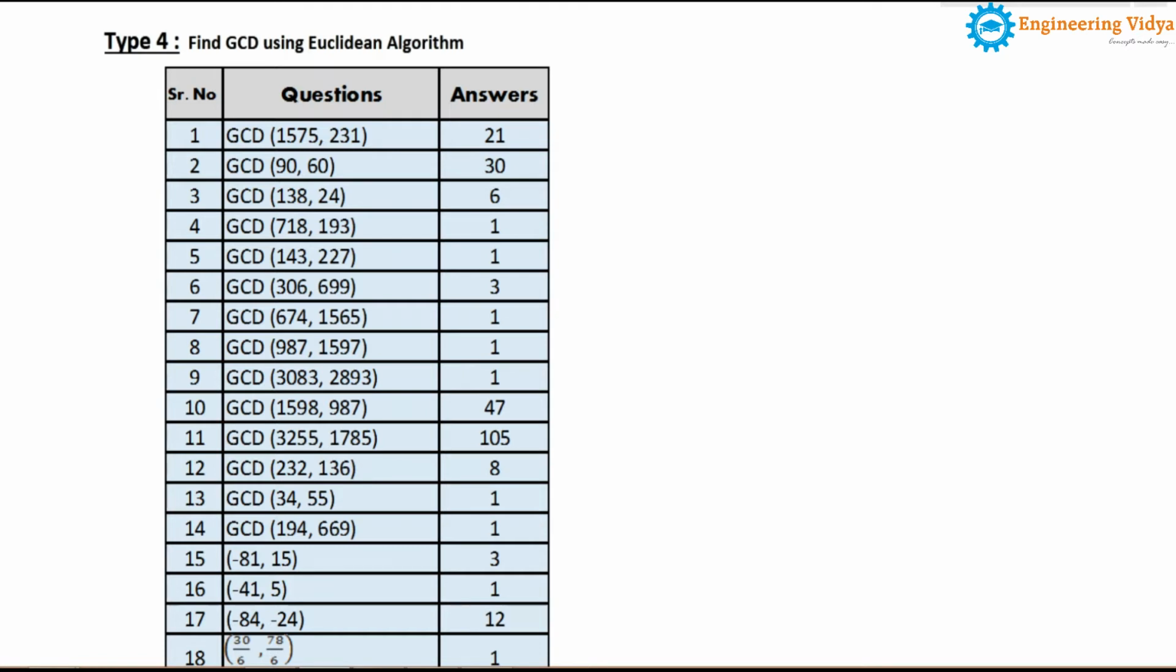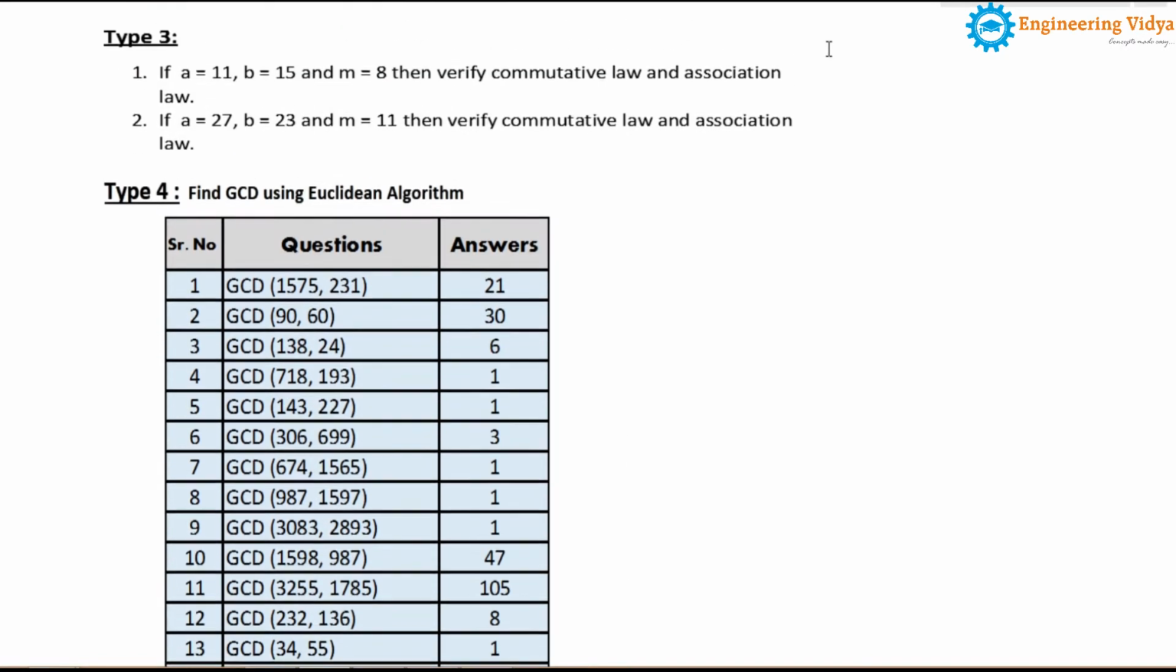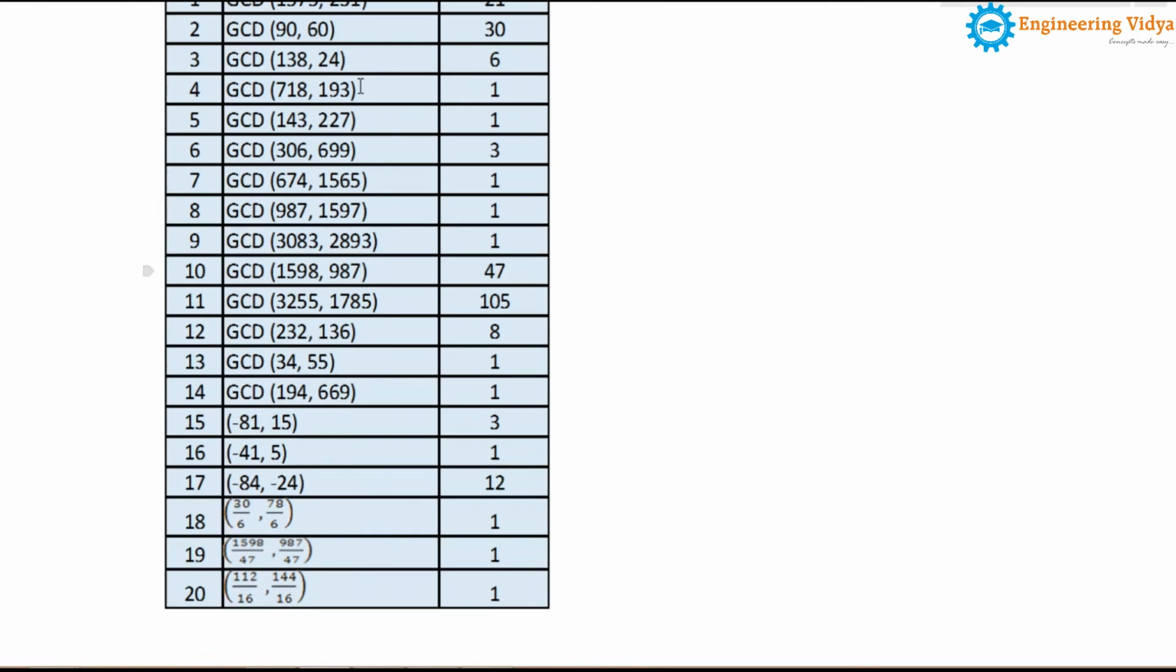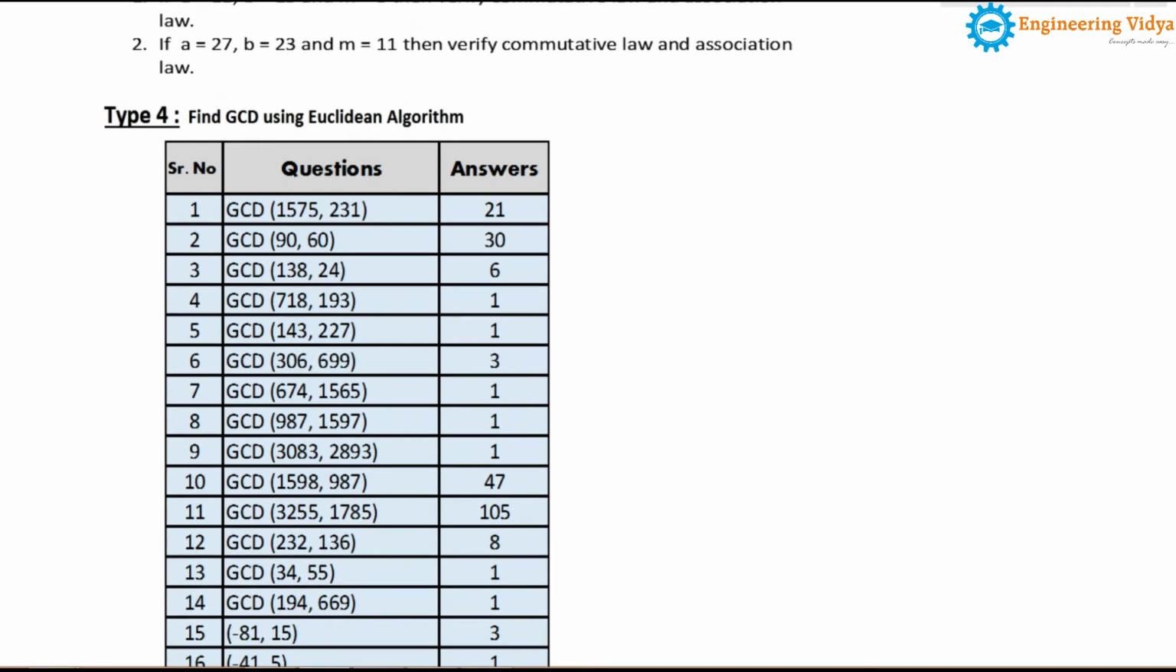In type number 4 there are a total of 20 problems. In sum number 1 they have given GCD of 1575, 231, and the same type of problem continues up to sum number 14, 15, 16 and 17. Here a minus sign is there, and 18, 19 and 20 are a little bit different. So we'll start with the solution now.